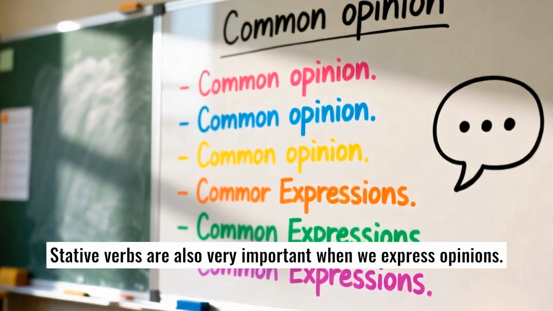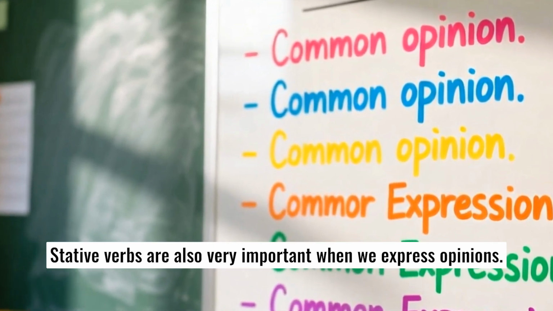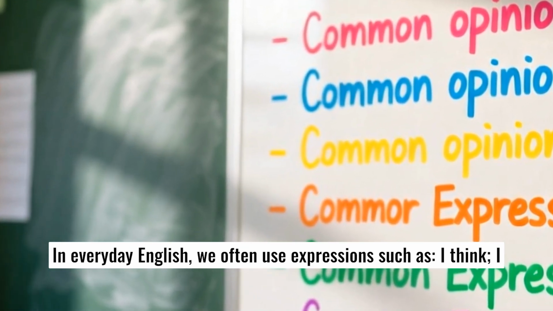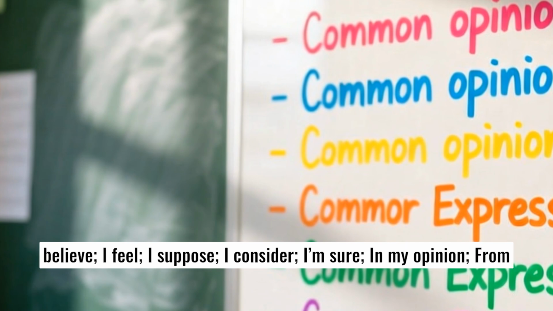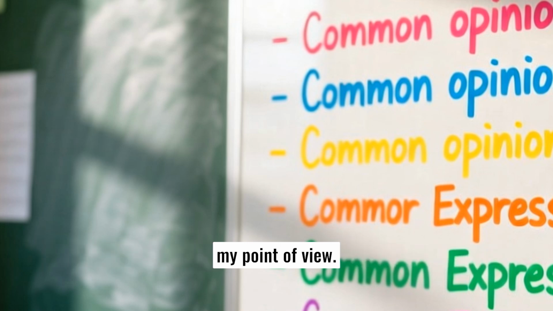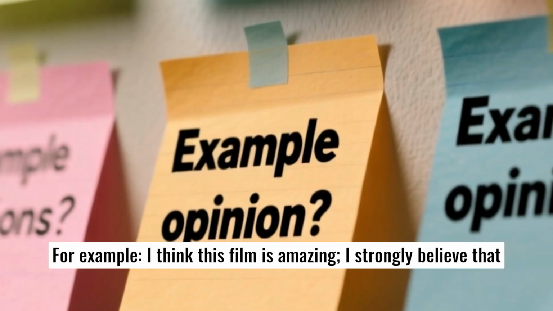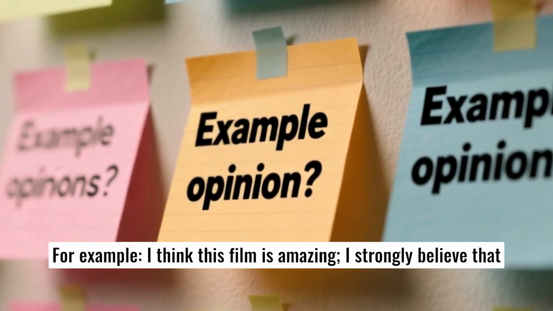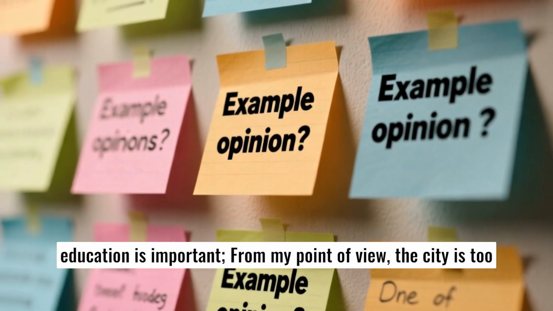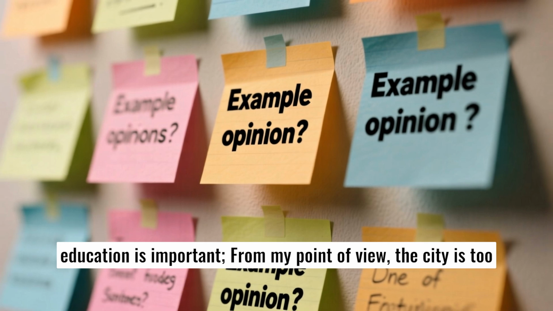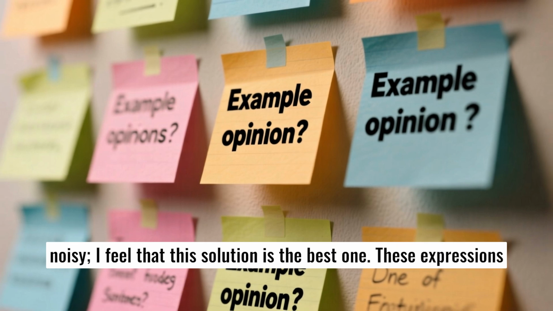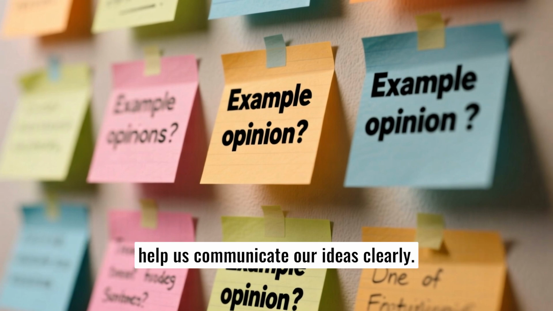Stative verbs are also very important when we express opinions. In everyday English, we often use expressions such as I think, I believe, I feel, I suppose, I consider, I'm sure, in my opinion, from my point of view. For example, I think this film is amazing, I strongly believe that education is important, from my point of view, the city is too noisy, I feel that this solution is the best one. These expressions help us communicate our ideas clearly.